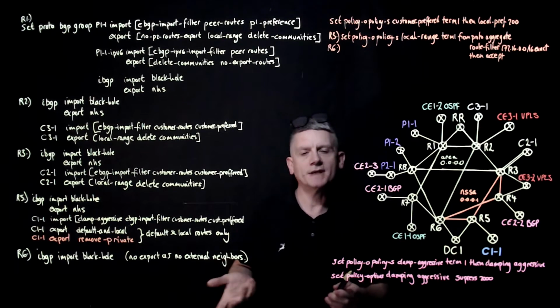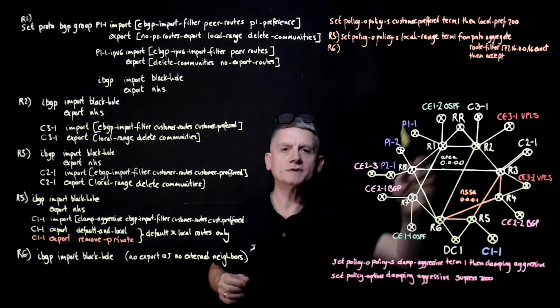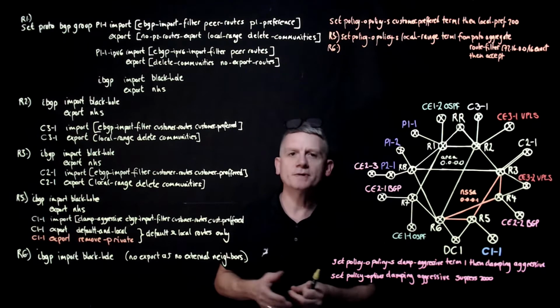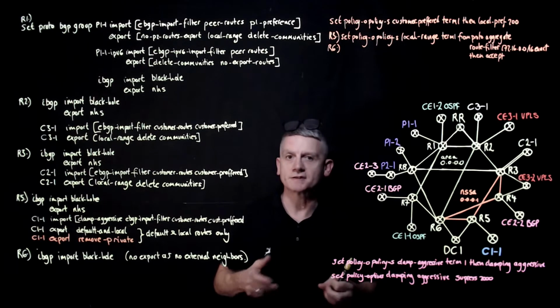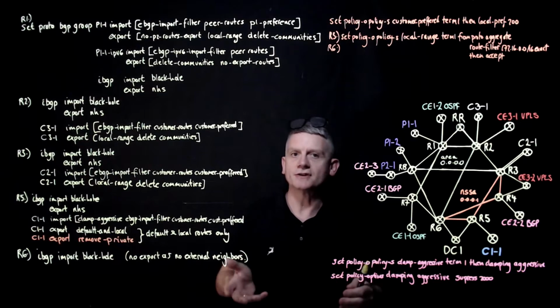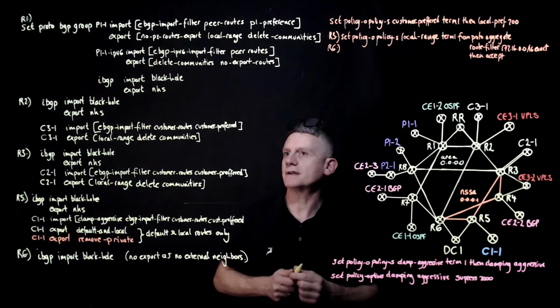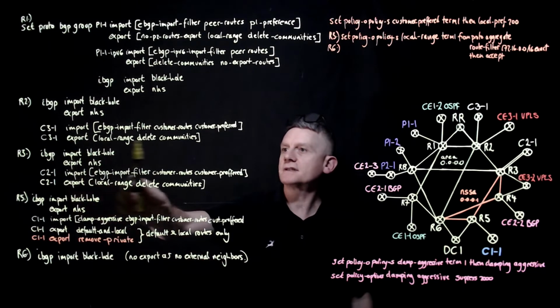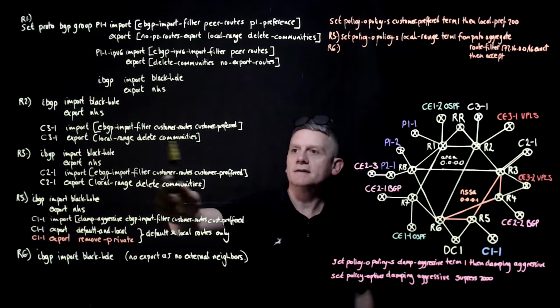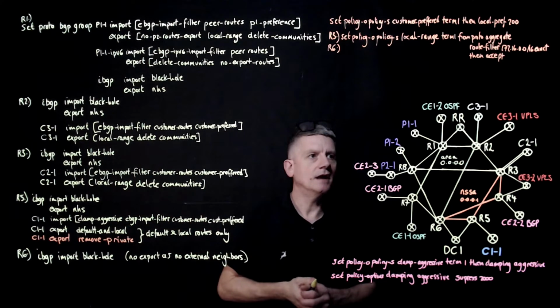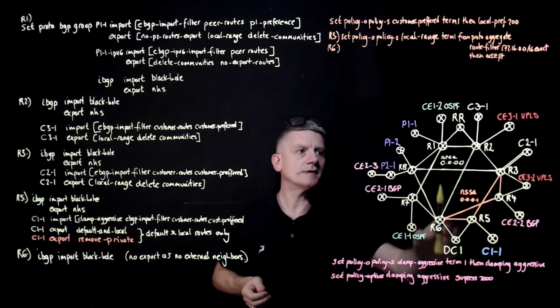So if the same route appears via another path, we want it to go direct to the customer. And that's pretty much the case for all of the customer routes. We've been asked to make sure that they're preferred direct to the customer. We've then got the local range exported, and of course we're cleaning the communities. Okay, so that's router 2 to C3.1.